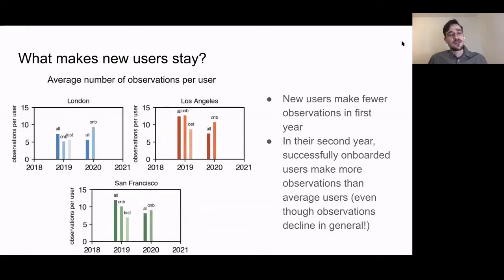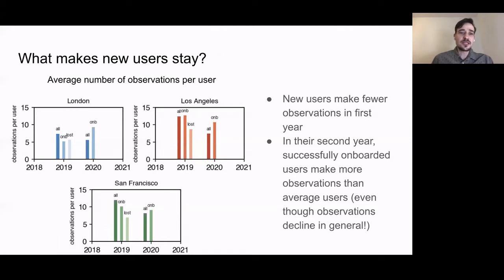So maybe we can detect which users will participate in the later year? One thing that's interesting is if we look at the average number of observations per user. Here we see the observations per user in 2019 and in 2020. We have one bar for all users that participated in this year, and then also the average for the onboarded users that will join in 2020 again, and for the lost users.